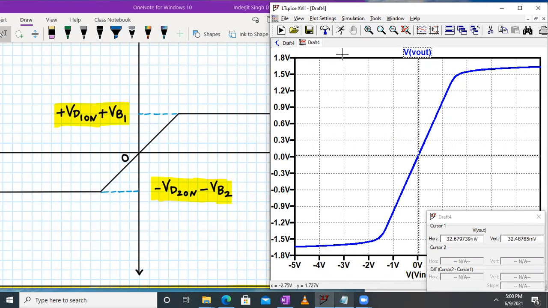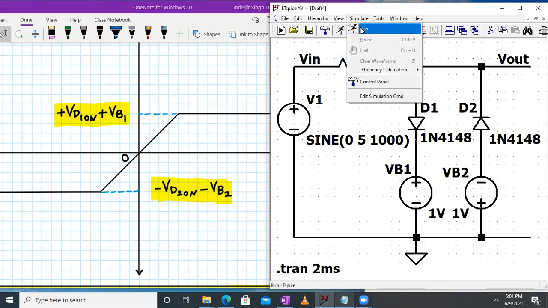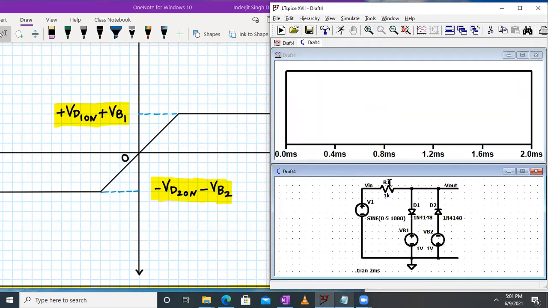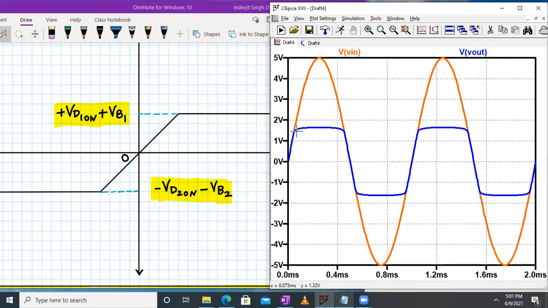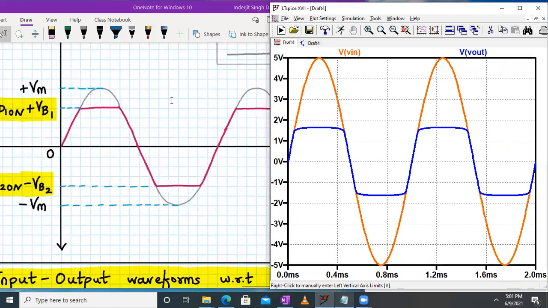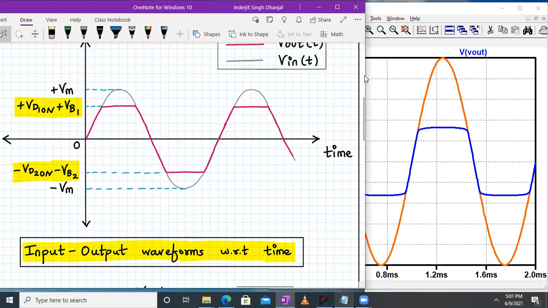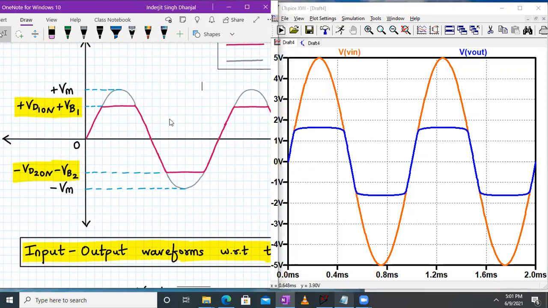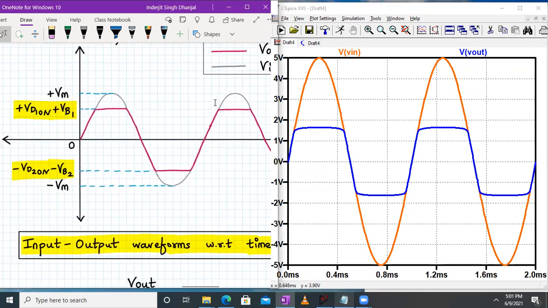All right. Then we can test the input output waveforms. So I'll close this and I'll again simulate, click on run, and I'll plot input first, followed by the output. Here you see the increase in the levels now. So these levels have increased.